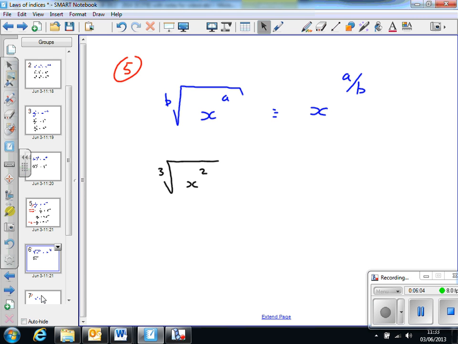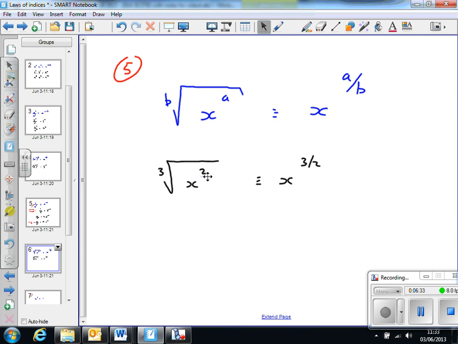And what do I do with this? Well, the law tells me the power becomes a fraction, and the number inside the root, the a, goes on top of the fraction, and the root, b, in this case, goes underneath. The way I remember it is that roots go under the ground, so the root must go underneath the fraction here. So how do I rewrite this cube root of x squared? It will be x to the 3 over 2.